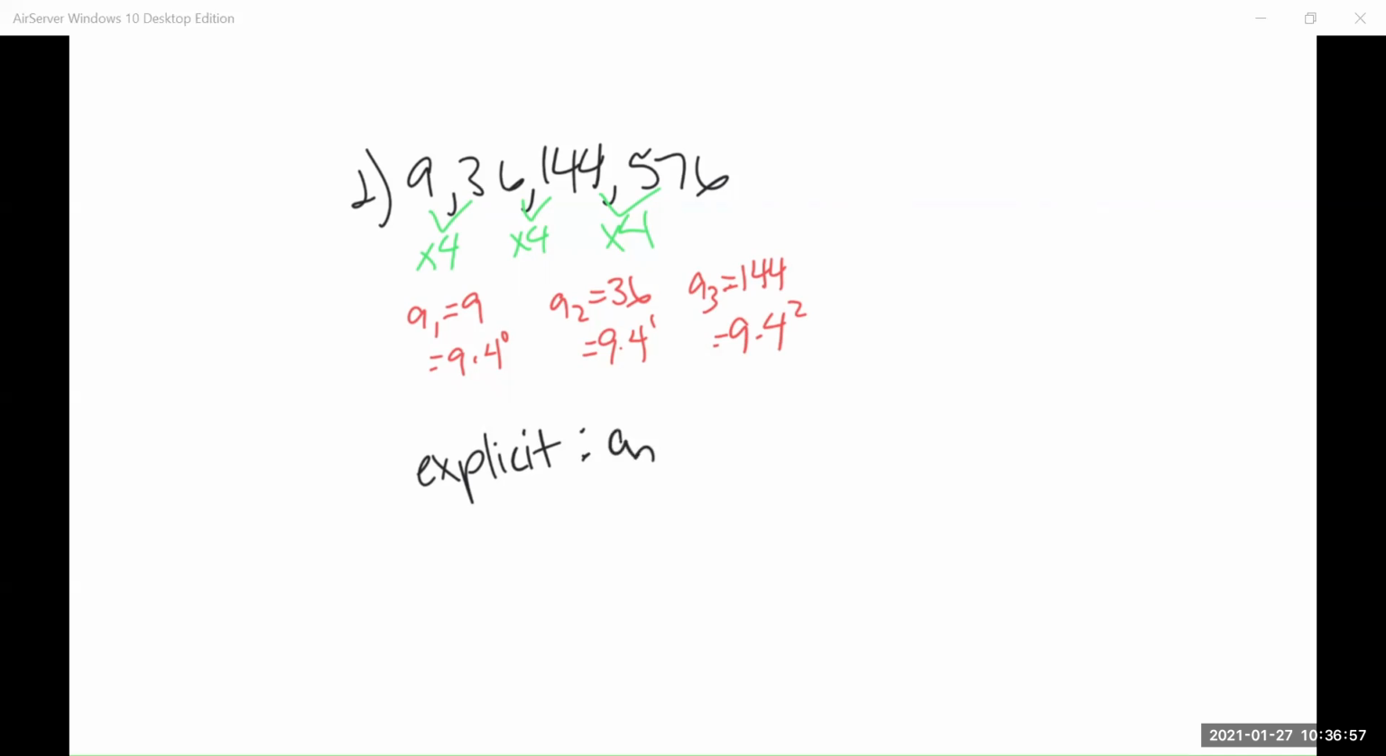is I need to write my first term. Well, what's my first term? My first term is 9. Multiply it by your multiplier. What is my multiplier? My multiplier is 4. Again, raised to the n minus 1.